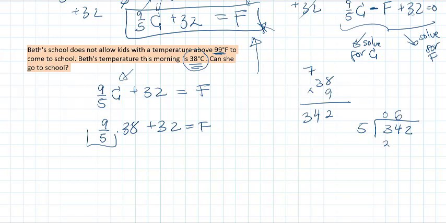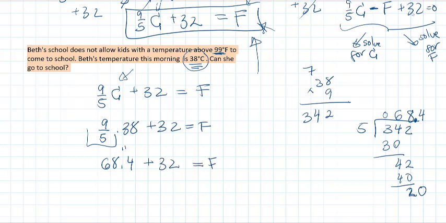6 times 5, that's 30. Let's bring down our 4 and our 2, so 42. 42 divided by 5 is 8, so that's 68. 8 times 5 is 40. We have a 2 here. 5 goes into 2 zero times, but we can go over one decimal spot by adding a 0, so we have 20, and 20 divided by 5 is 4. So we put in our decimal point here, and we find that 9/5 of 38 is 68.4. So this equals 68.4 plus 32 equals F.